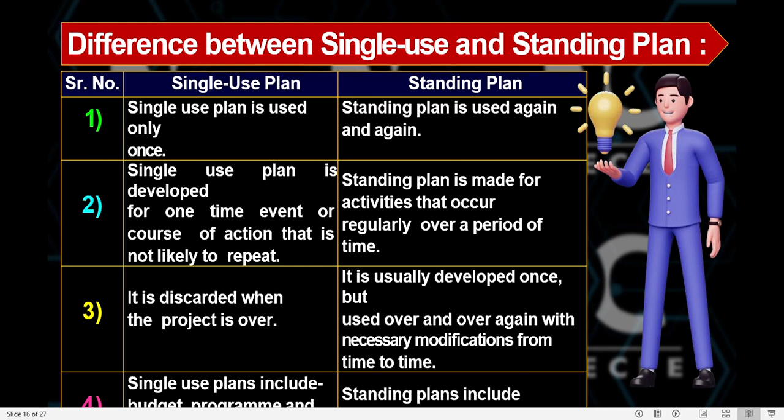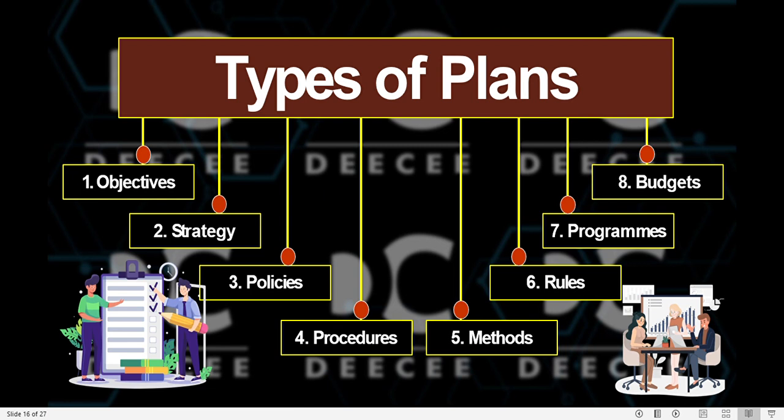So the distinguishing features of single use and standing plan: single use is only one time, standing is used again and again. A single use plan is used for a particular event and it might not be done in the future. A standing plan is done for a period of time, these activities occur again and again. A single use plan is discarded when the project is done. A standing plan is used over and over again, so modifications might be done from time to time. A single use plan is mostly budget, program, or project, whereas a standing plan is used for policy, procedures, methods, and rules.